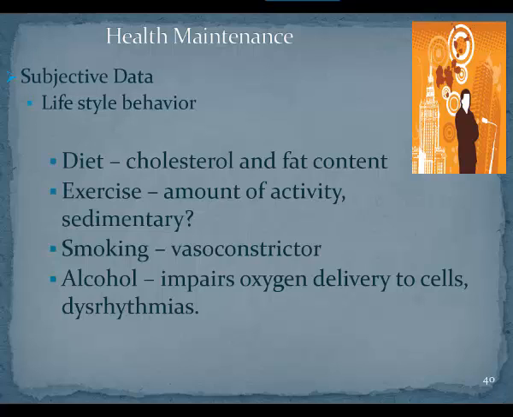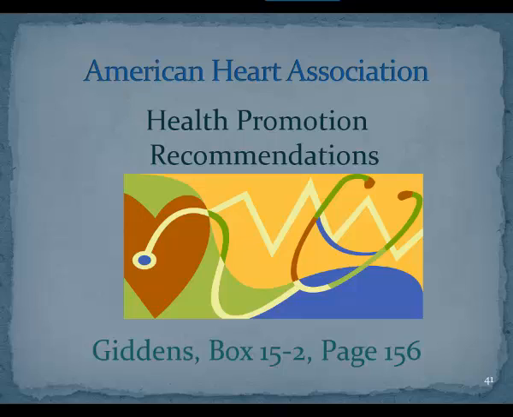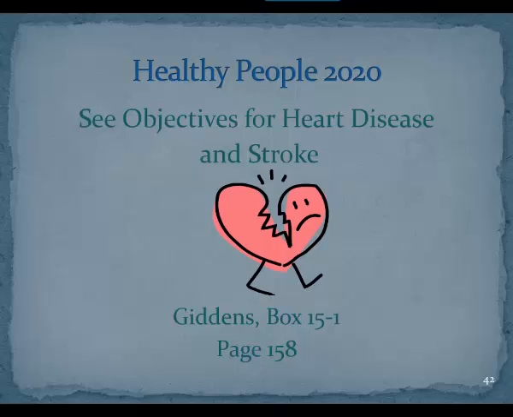And as we assess our patients, we need to ask about diet, the amount of exercise, smoking, drug use, and alcohol habits, and provide patient teaching and community services about each of these. Check out Giddens, page 156, concerning American Heart Association Health Promotion Recommendations. Also page 158, Healthy People 2020 Goals for Heart Disease and Stroke. That is also found in Giddens.